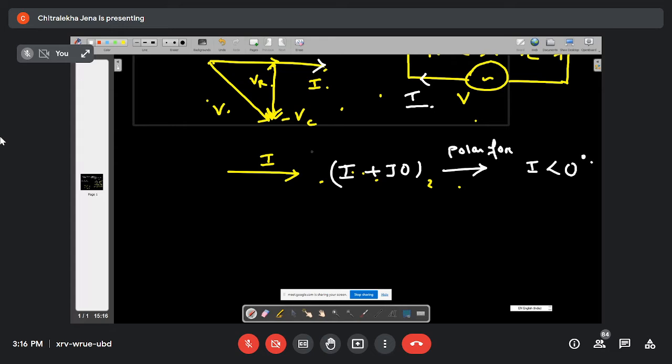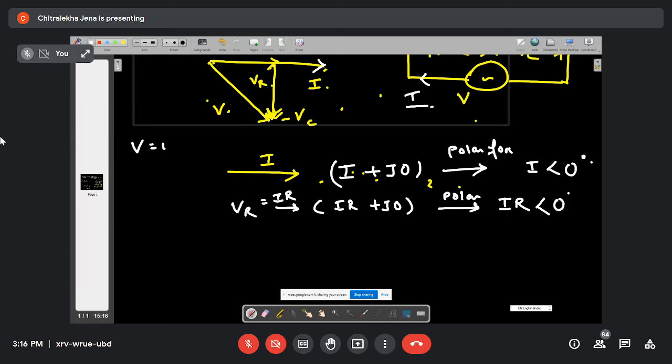Okay. So now you know that V is equal to VR. I can write VR in the rectangular form as I into R, so this one I can write as IR plus J0. Now in polar form, I will write IR at an angle of 0 degree. Got it or not? Why? Because the phasor VR is in the same phase as the current phasor. All of you got it?